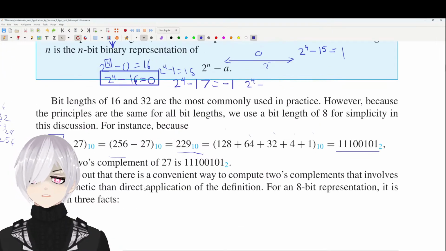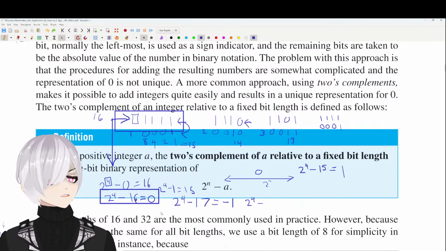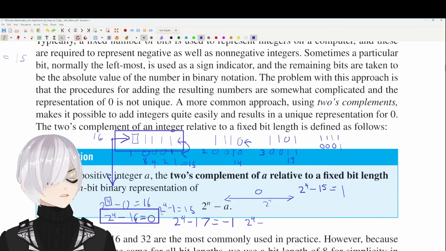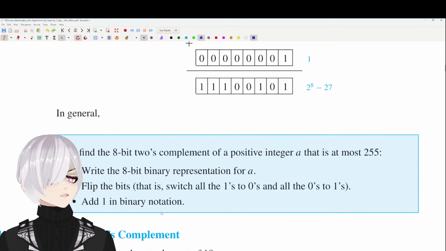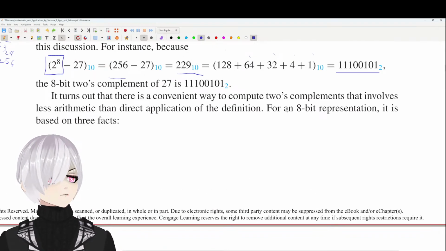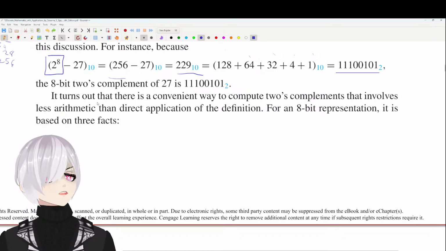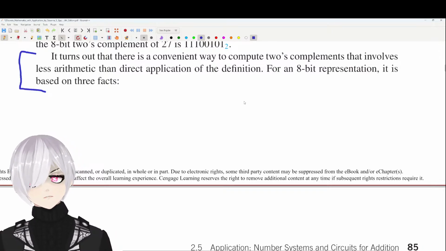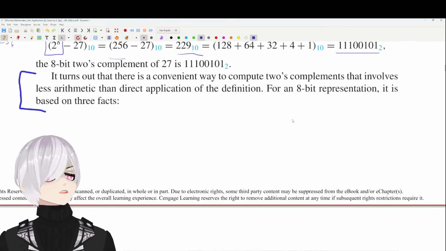Yeah, let's look at the reasoning behind it again. So if we want to calculate the 8-bit two's complement, I think it's at the top of the next page. There was some language in here. Yeah, the blue box up there, at the top of page 85. This paragraph piqued my curiosity. Let me read these words.